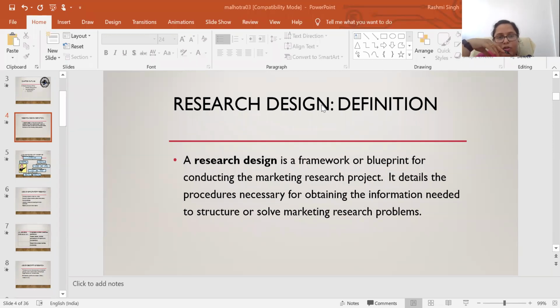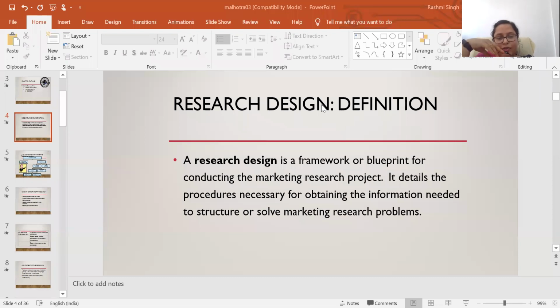It will talk about what kind of research you should follow, whether it's exploratory research, descriptive research, or causal research. All will depend on the objective you have chosen and the type of research design you will choose. Again, it will talk about the type of sample, what should be your sample size, everything. So research design is a framework or blueprint for conducting the marketing research process.